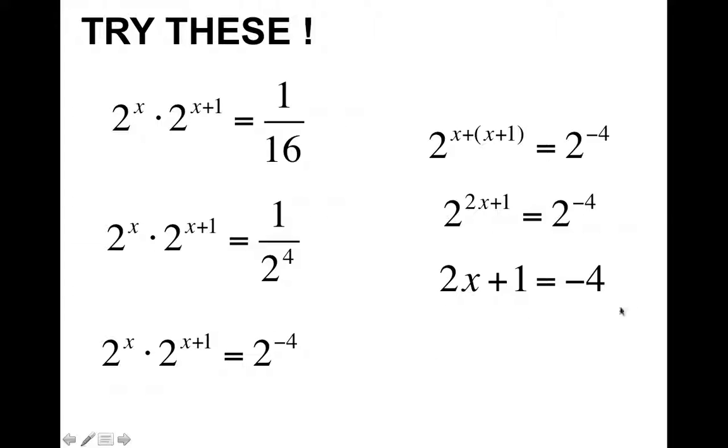Solve this equation. This one's not quadratic, so easier than the last one. I'm going to subtract 1 on both sides, so minus 5. I'm going to divide by 2. x equals negative 5 over 2. That's our answer.